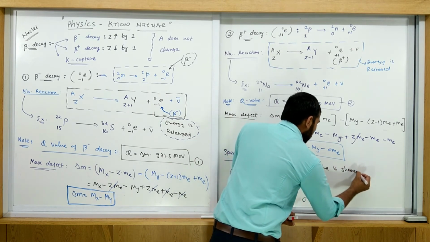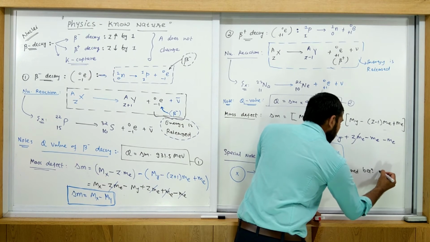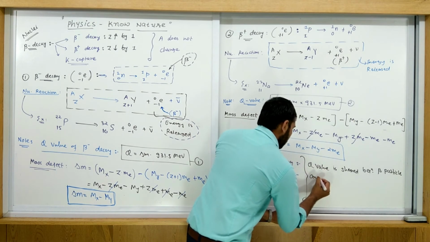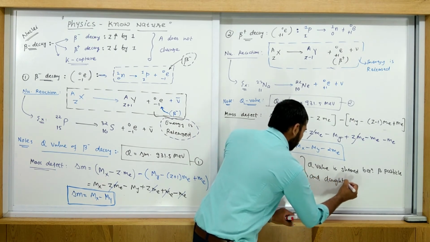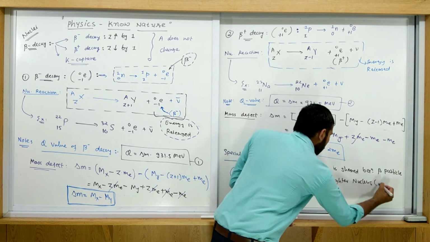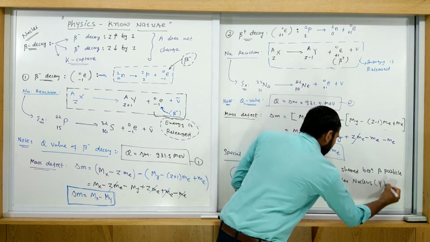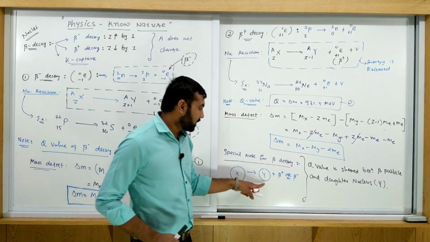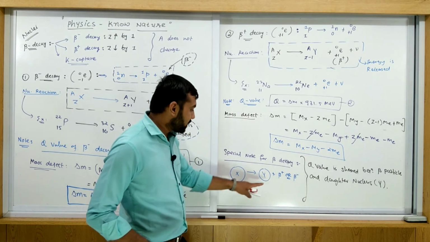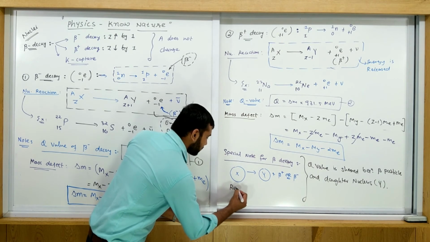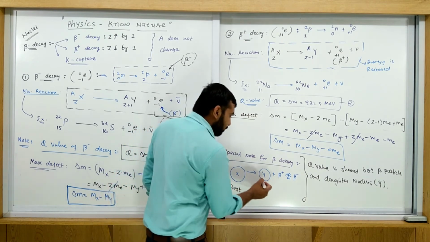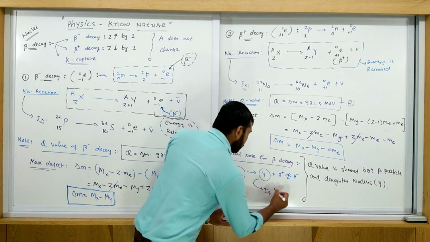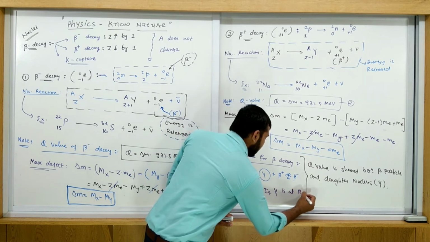So we can say that this Q value is shared between the beta particle and the daughter nucleus Y. It is shared between these two. Initially this one is at rest, and this is the special note: if Y is at rest, then the beta particle has maximum kinetic energy.